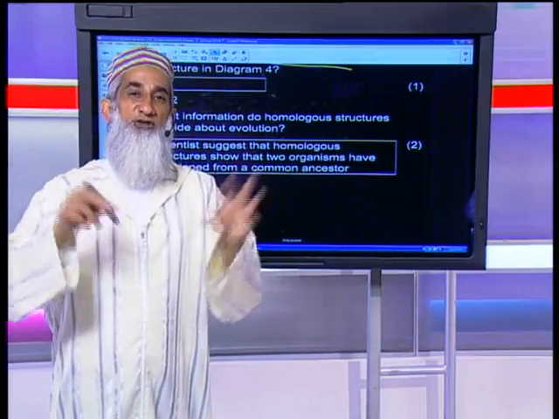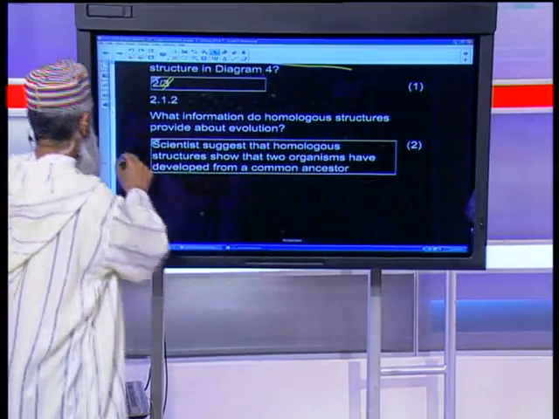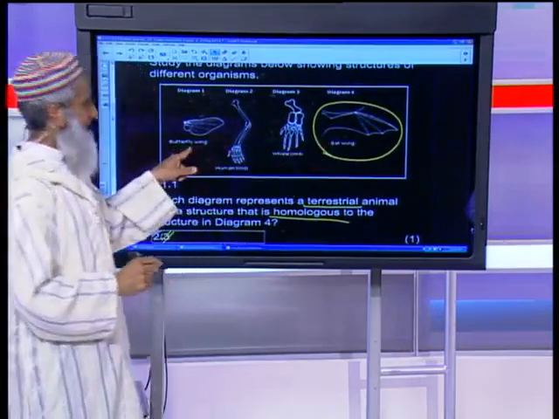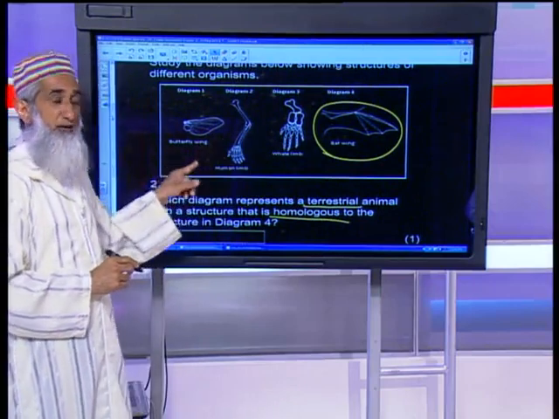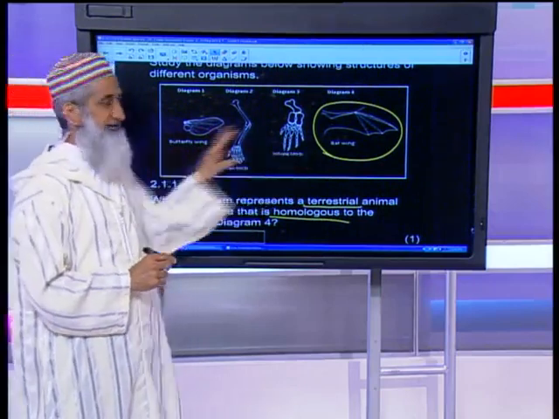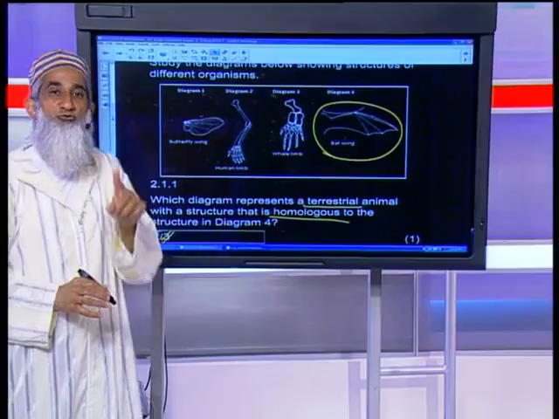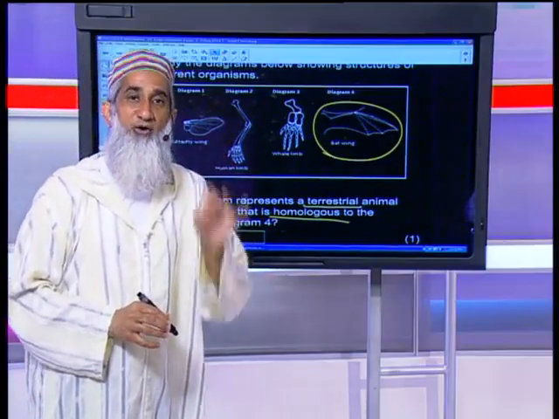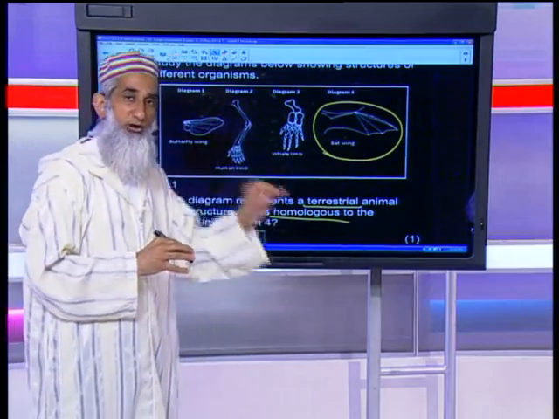Analogous structures do not support evolution because they are different structures. For example, in this particular case, that would be the bat wing and the butterfly wing. They're both wings. They both serve the same function. But if you look at the structure, they are different. This one has bones, this one has membranes. So this suggests that they do not have a common ancestor. But you do not have to know analogous structures, neither do you have to know vestigial structures. So remember that you only worry about homologous structures.